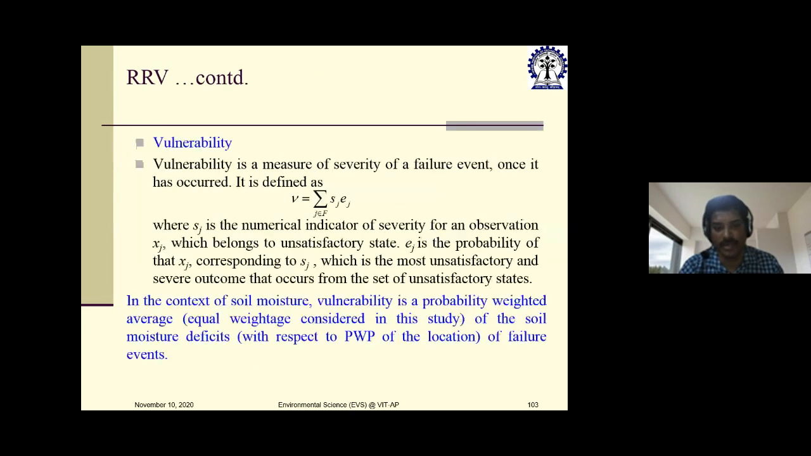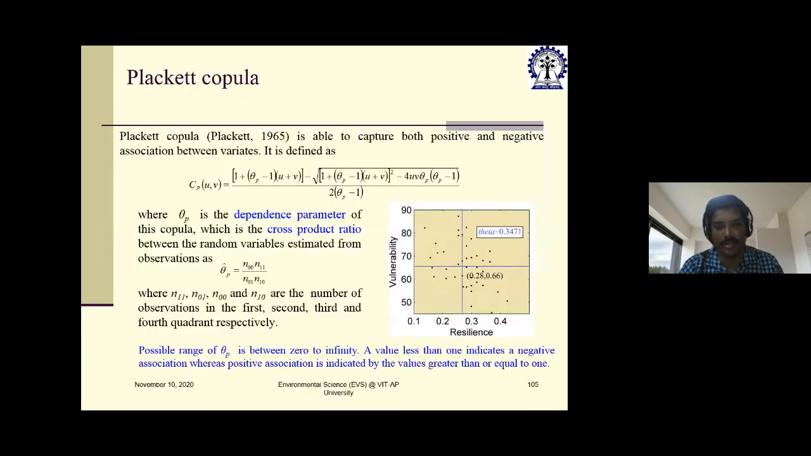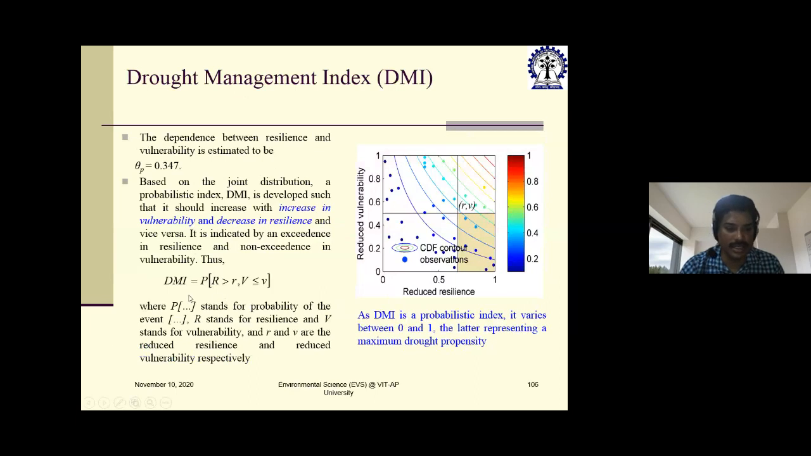Again, those mathematical details I am not going into. The drought management index is basically some combination of the resilience and vulnerability. But what does it give? It gives an indication of the drought propensity of that area.